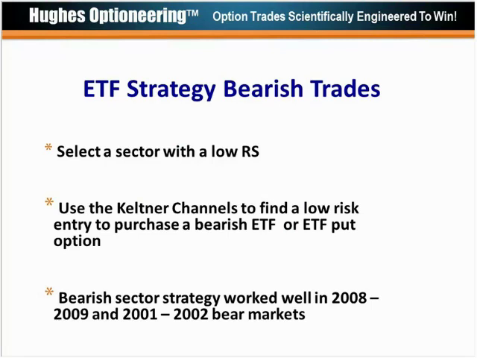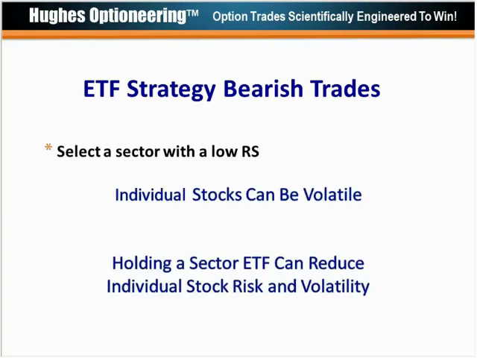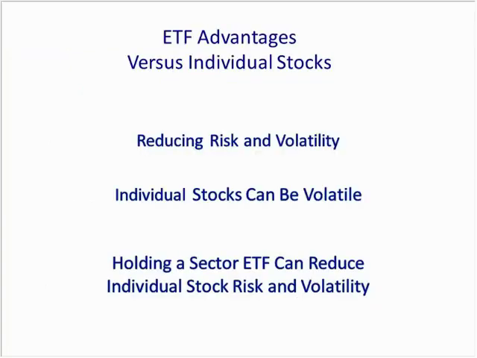And this, as I mentioned, this strategy worked well in the 2008 and 2001 bear markets. What we did was we selected a sector with low relative strength, and then we used the Keltner channels to find a low-risk entry for a bearish trade. So it works both ways, and we're fully prepared for the next bear market to trade from the short side.